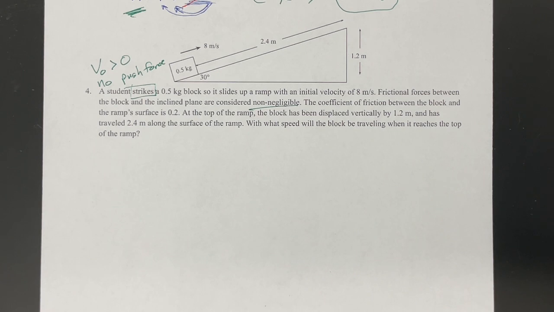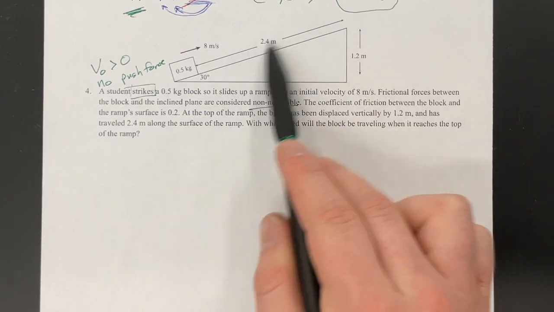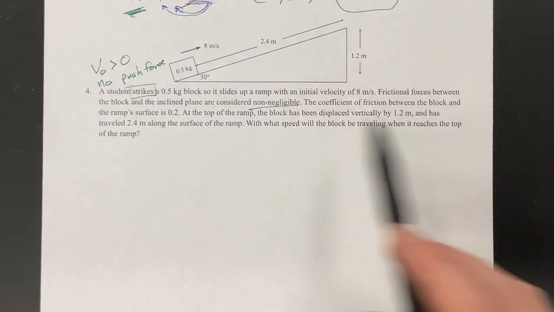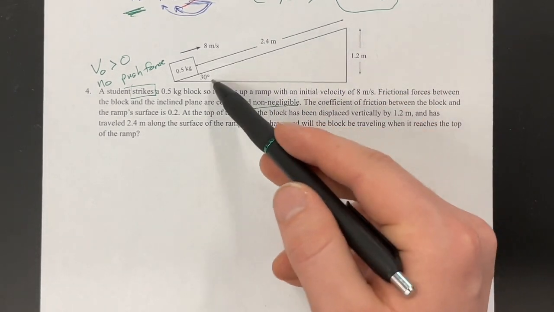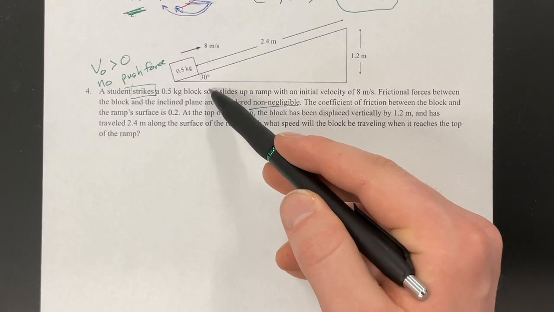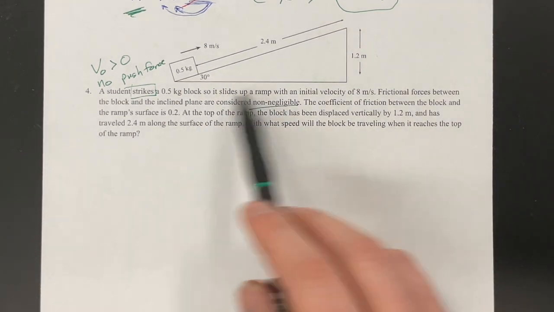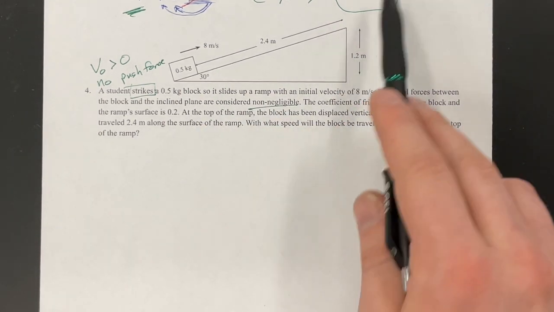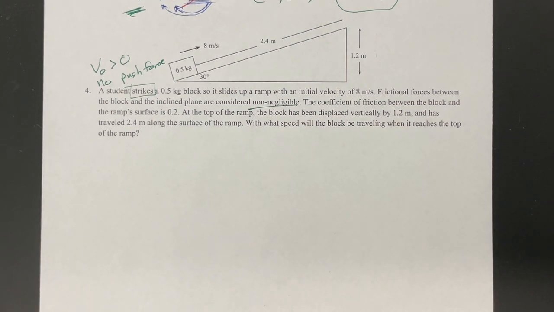As a brief side note, I've seen plenty of problems where they don't give you 2.4 and they only give you 1.2 and 30 degrees. With that angle and that height, could you find the displacement? Yeah, it just makes it a slightly longer problem.